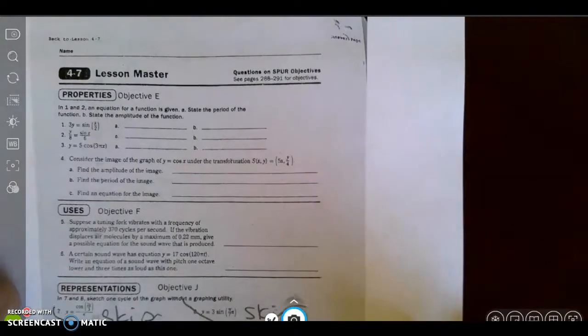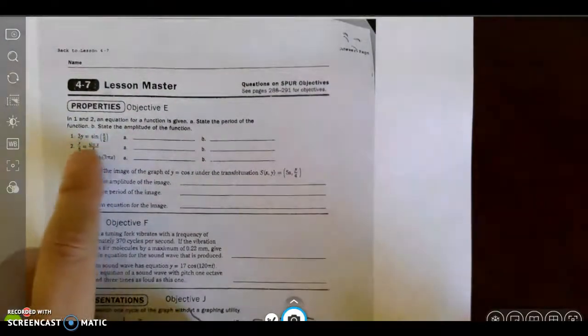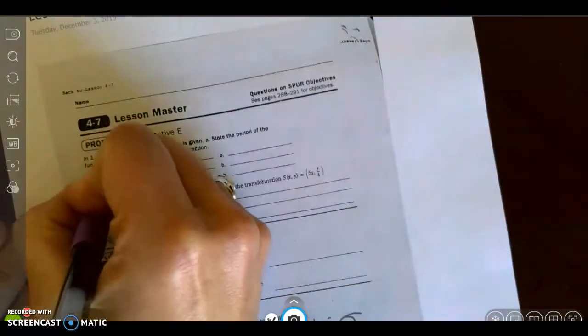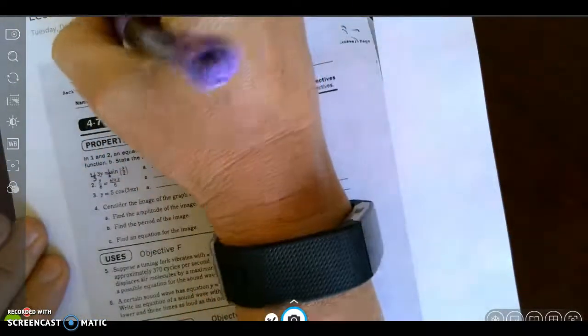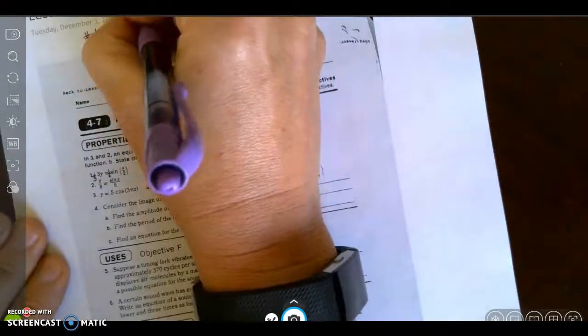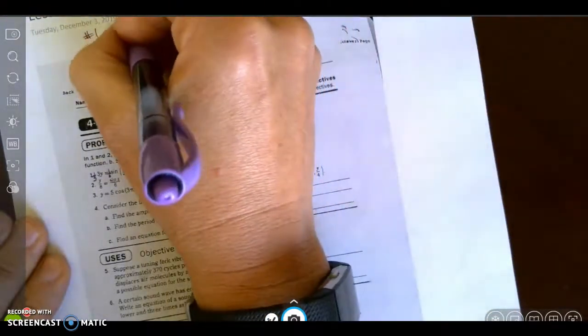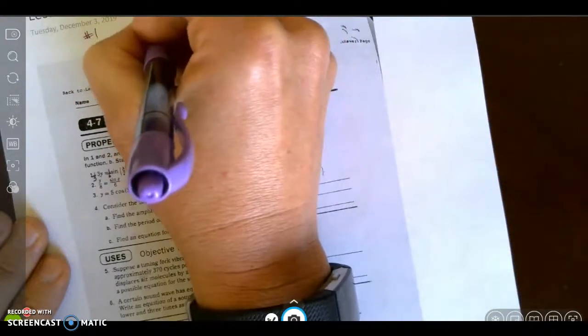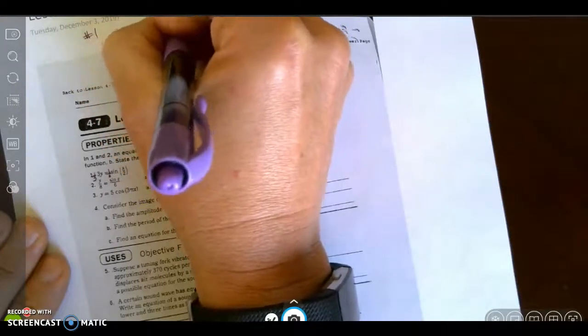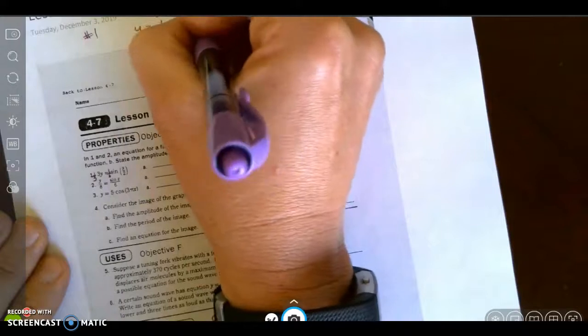For the lesson master, for number 1, I think it would be easier if this was just y equals something. So I'm going to multiply both sides by 1/3. And I'm going to say for number 1 that my equation is y equals 1/3 sine of x over 2.